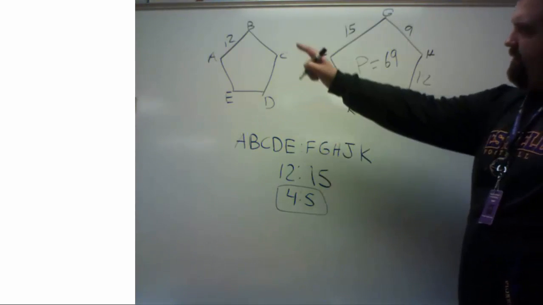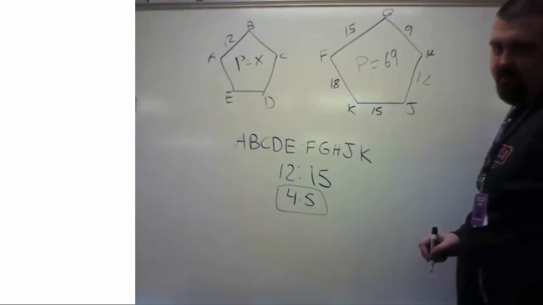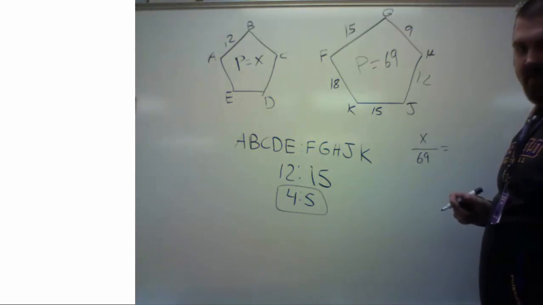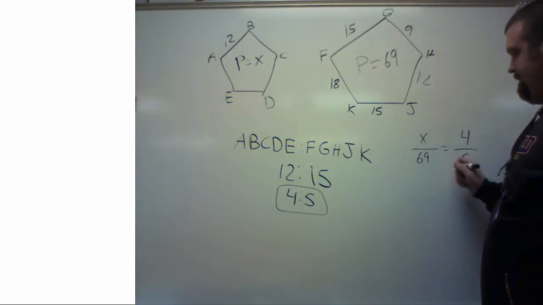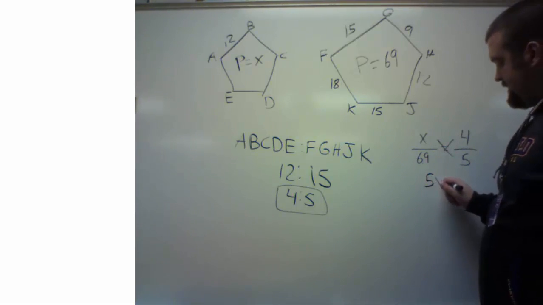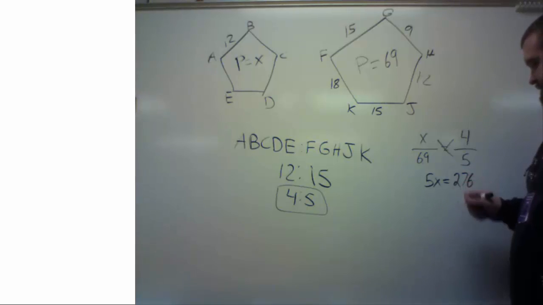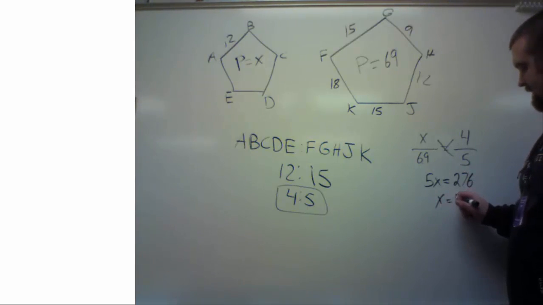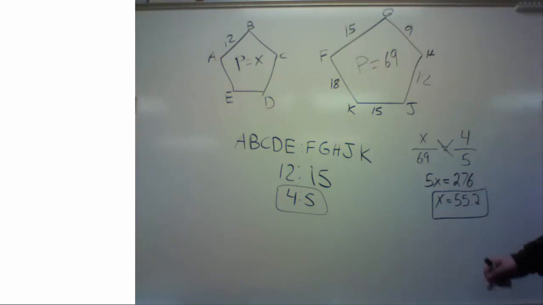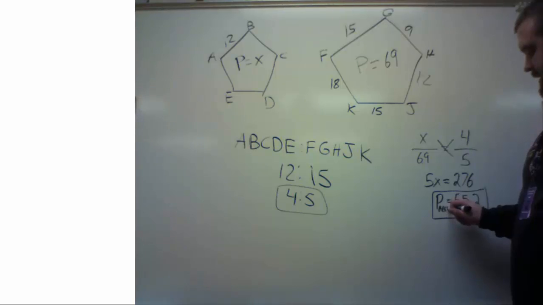Well, the comparison went from that to this one over here. I don't know this one, so I'm going to label it as x temporarily. x to 69 has to be the same as the scale factor, 4 to 5. At this point, cross multiply and solve. 5x equals 4 times 69, which is 276. Divide both sides by 5, I get 55.2. Although I really should say this is the perimeter of my pentagon ABCDE.